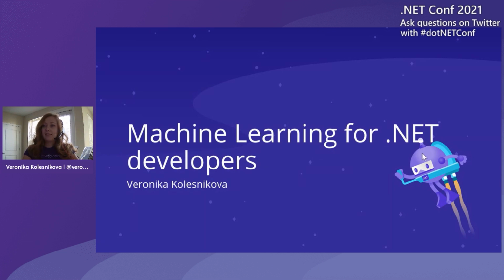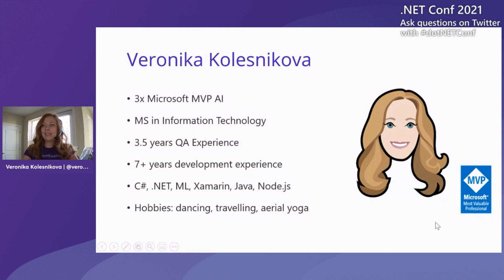Okay, next slide. Here are some facts about me. Again, my name is Veronica Kolesnikova. I'm a 3 times Microsoft MVP in AI. I'm currently working as a senior software engineer in Boston, Massachusetts. I have a master's degree in information technology. I started my career as a quality assurance engineer and then moved to development.